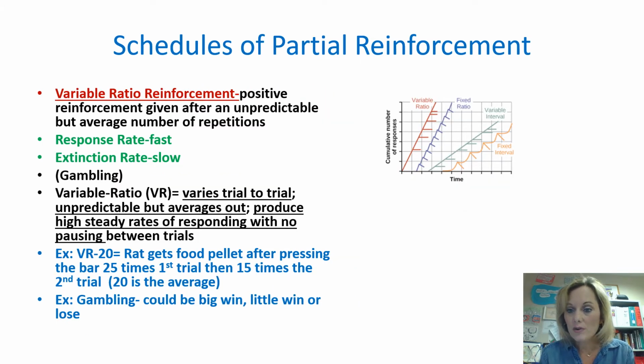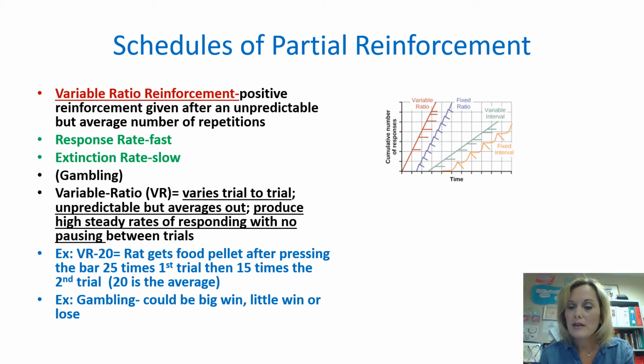Variable ratio is also based on behavior, but now you're varying how many of the behavior you need to have in order to get that reward. So for instance, it's trial by trial. Rats get food pellets after pressing the bar 25 times the first time, and then 15 the second time, maybe 10 the third time, and then 30. And what it averages out to be is 20. So if you average all the number of times they hit that bar, then you take the average, and that's where you get a variable ratio of 20.